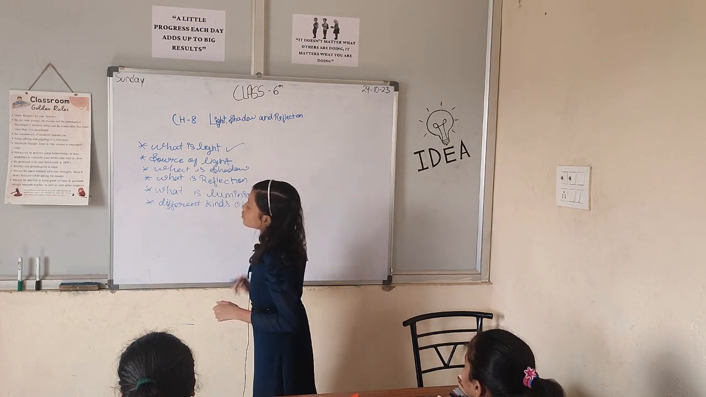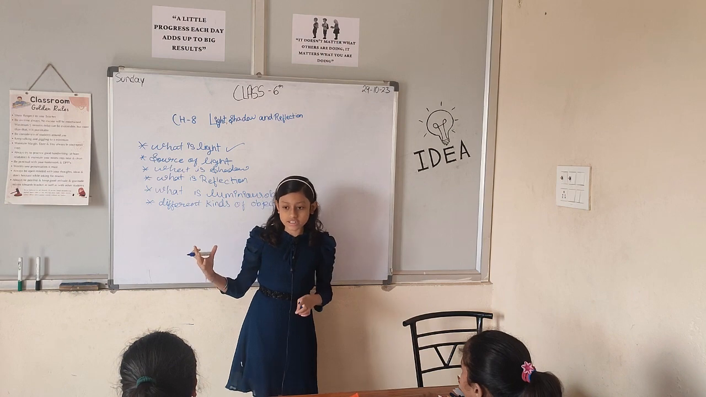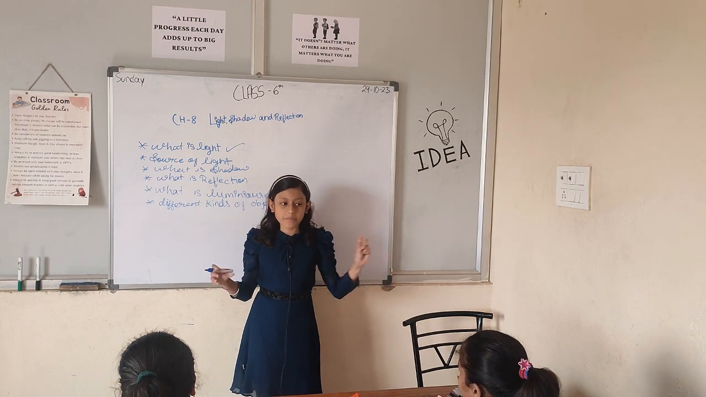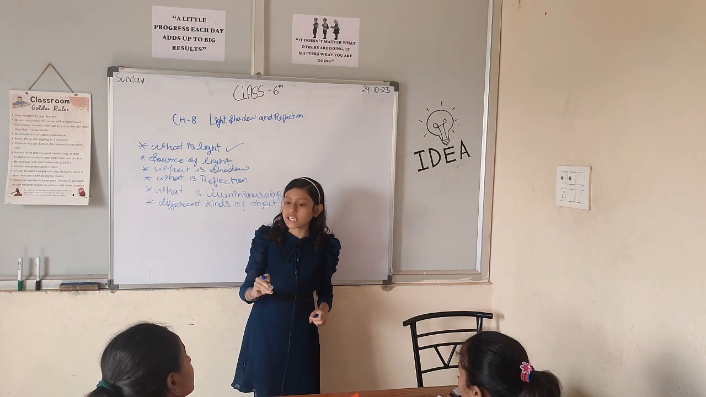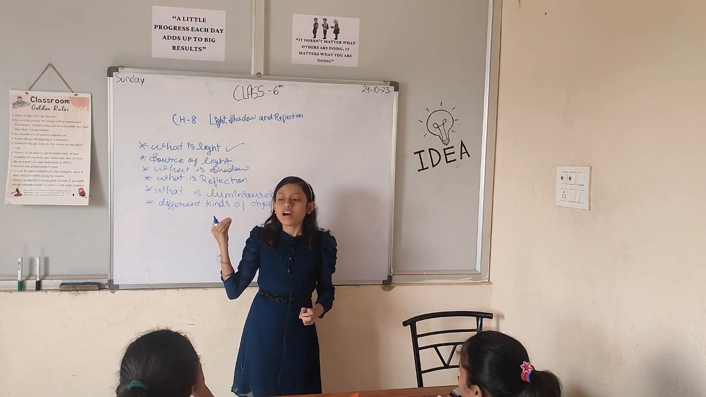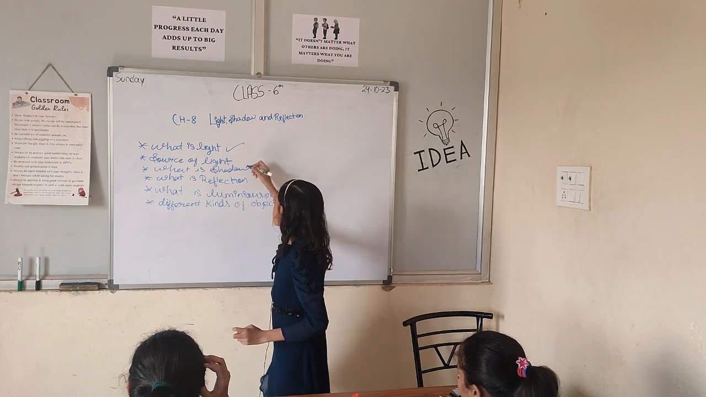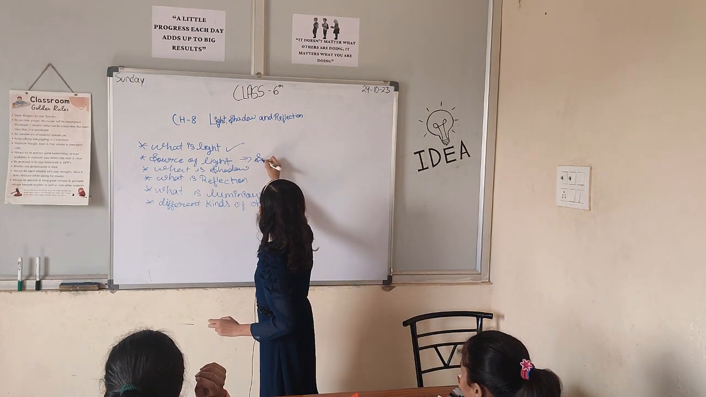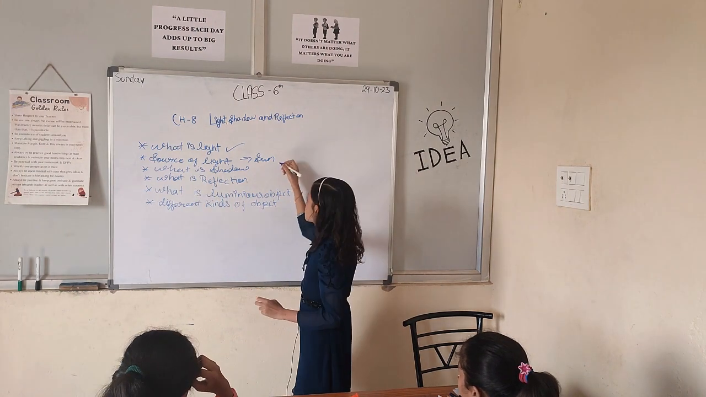What are the sources of light? The sun, tube light and the bulb are sources of light from which we can see. The moon and the sun also give us light. These are some sources of light. The sun is the main source of light.